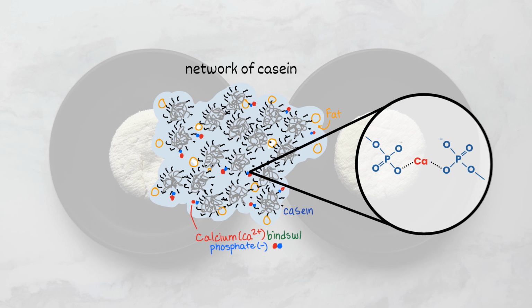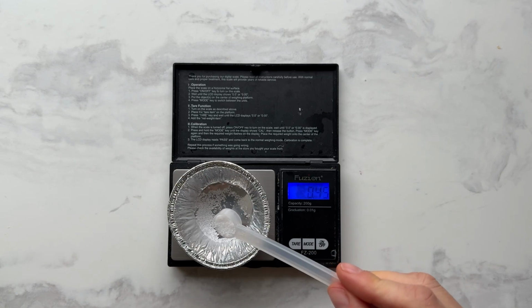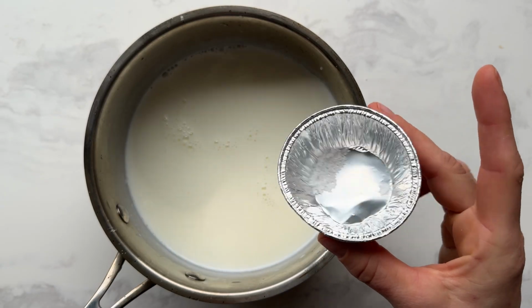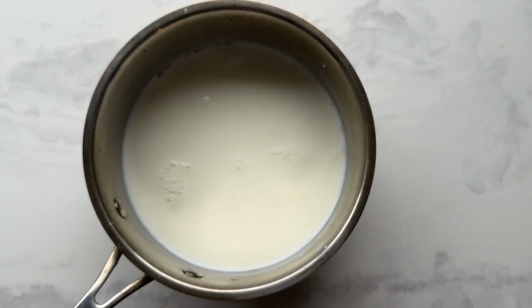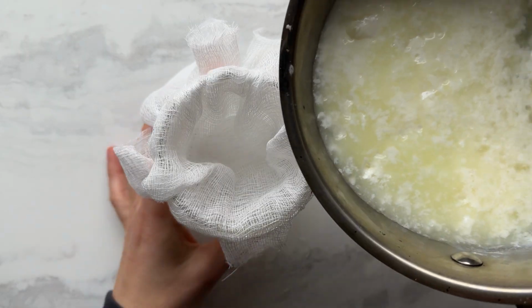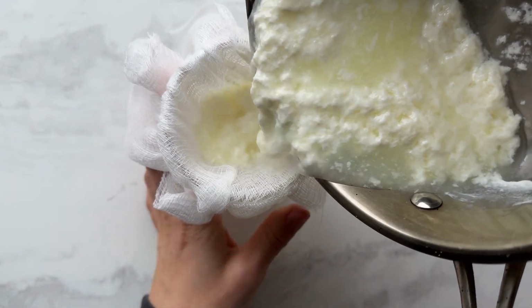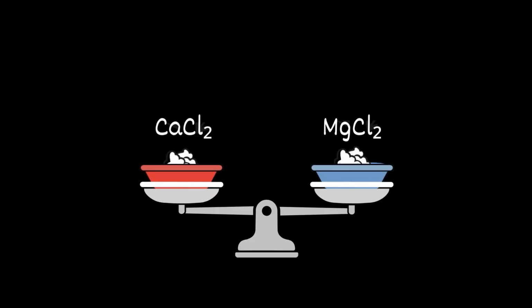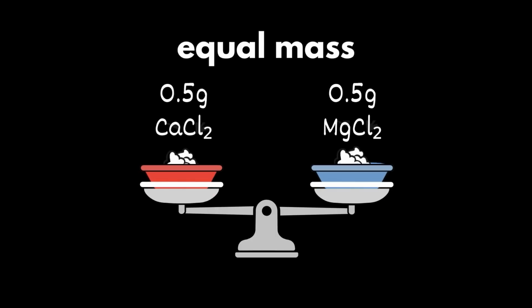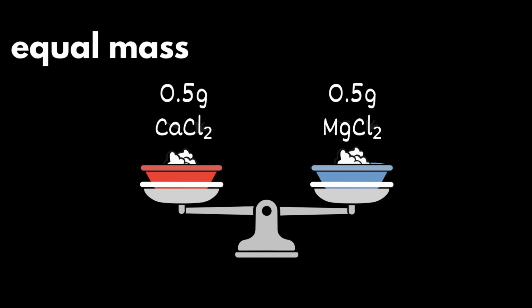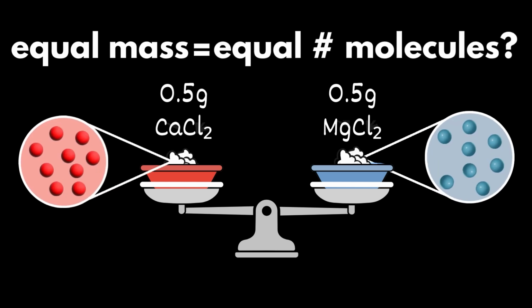Within this, we're operating under a couple of assumptions. First, we're assuming that when we add magnesium chloride, it behaves pretty similarly to calcium chloride, and that it's essentially adding magnesium ions, which are going to behave similarly to calcium ions. The second assumption, which is what we're going to focus on today, is that when we add an equal mass of magnesium chloride and calcium chloride, we're adding in the same number of molecules or ions or atoms, basically the same amount of stuff. But that's actually not the case. An equal mass of calcium chloride and magnesium chloride does not equate to an equal number of molecules.